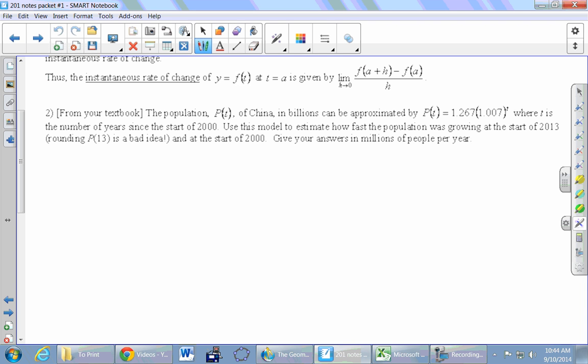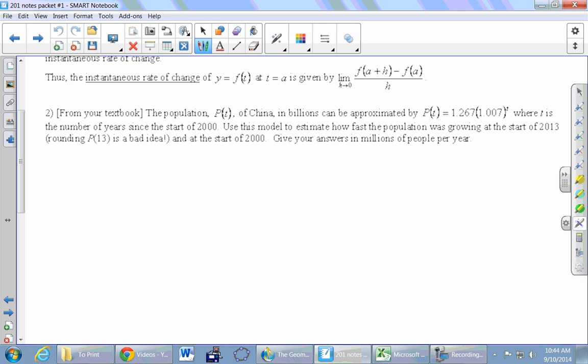Is this an exponential growth or an exponential decay function? Growth. How can we tell? That number right there is more than 1. Definitely going to be growing. Good. What does the 1.267 represent? It's the initial or the first population, right? So we start with 1.267, where's our unit? Billions of people initially, meaning back in 2000. And then it's just going to grow a little bit every year, and that function tells us how it grows.